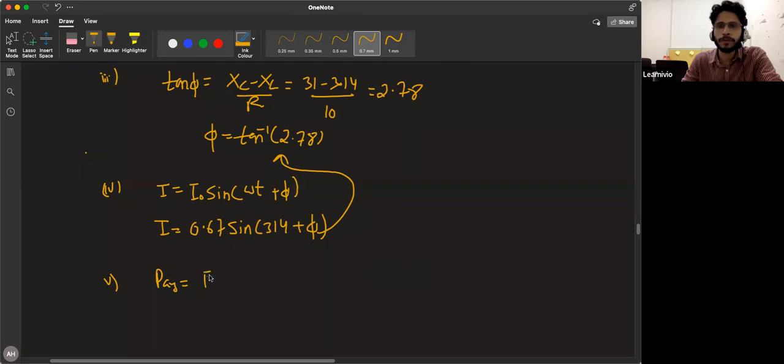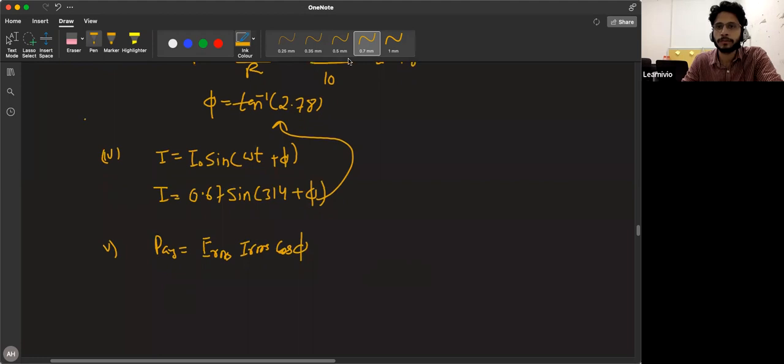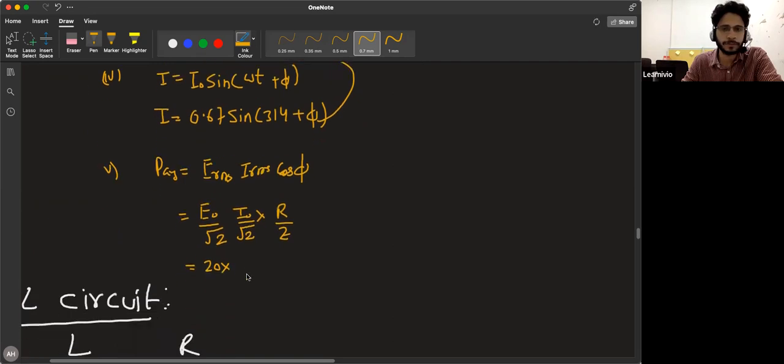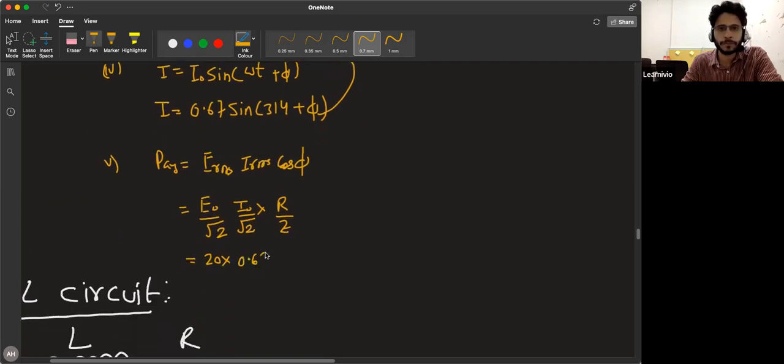See, average power is just ERMS multiplied by IRMS into cos phi. ERMS is E naught by root 2. IRMS is also I naught by root 2. Cos phi is just R by Z. So if I substitute all values, E naught is 20. I naught is 0.67. Root 2 into root 2 is 2.